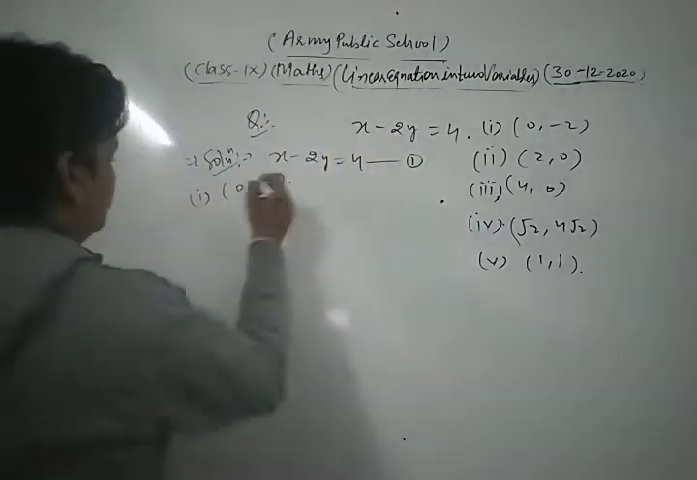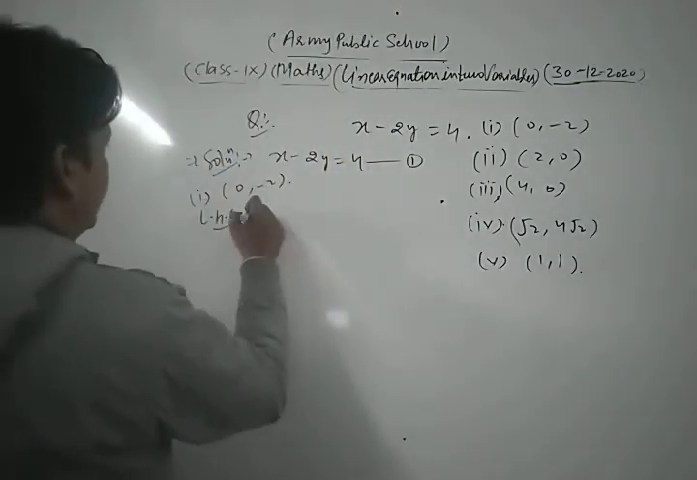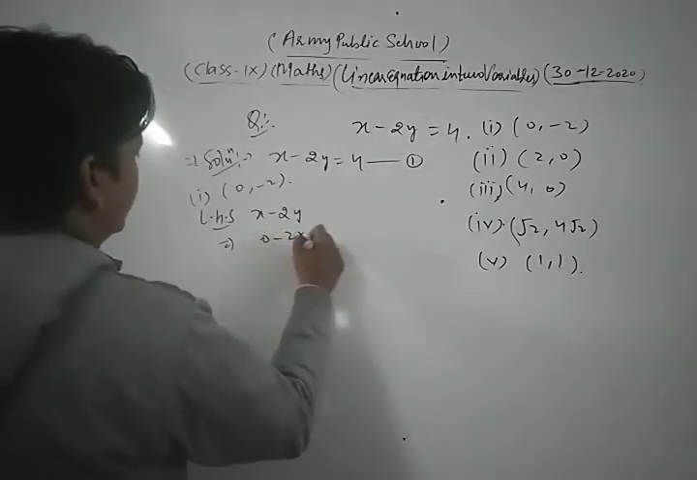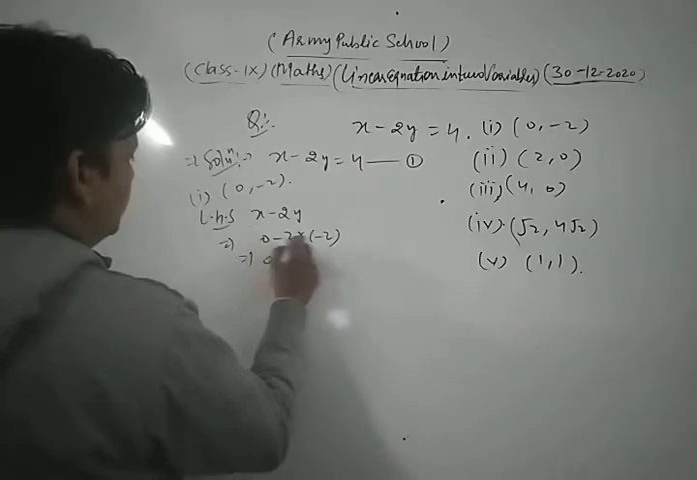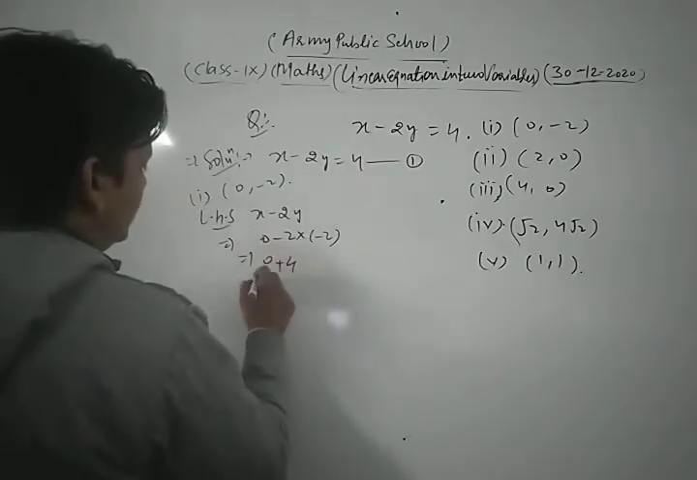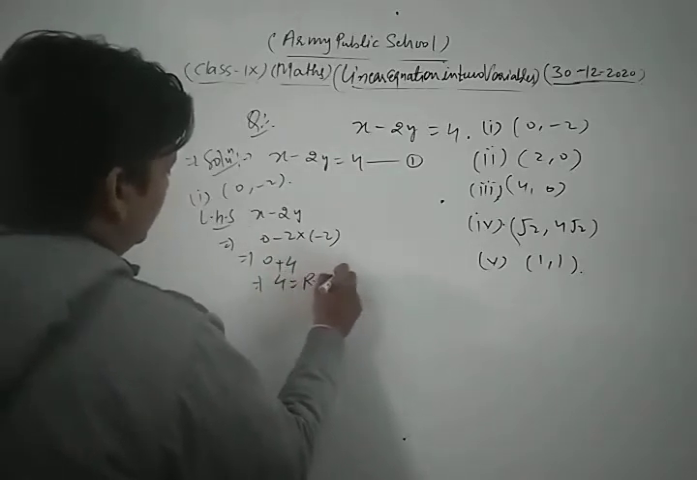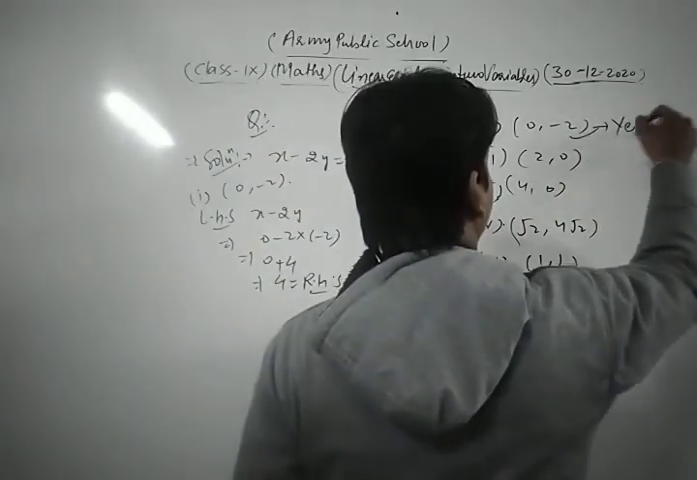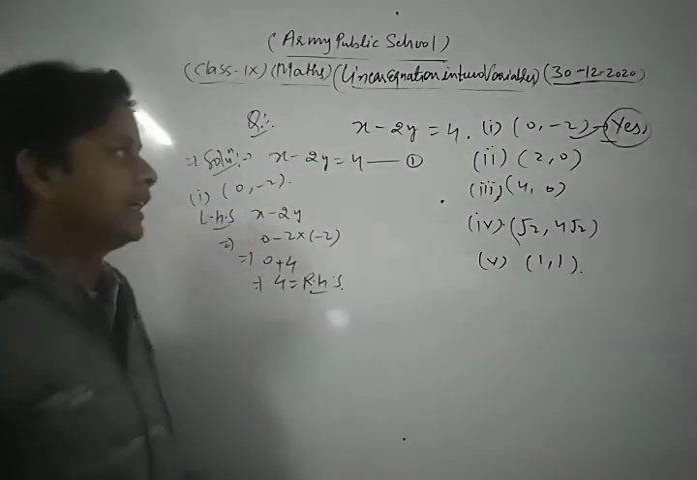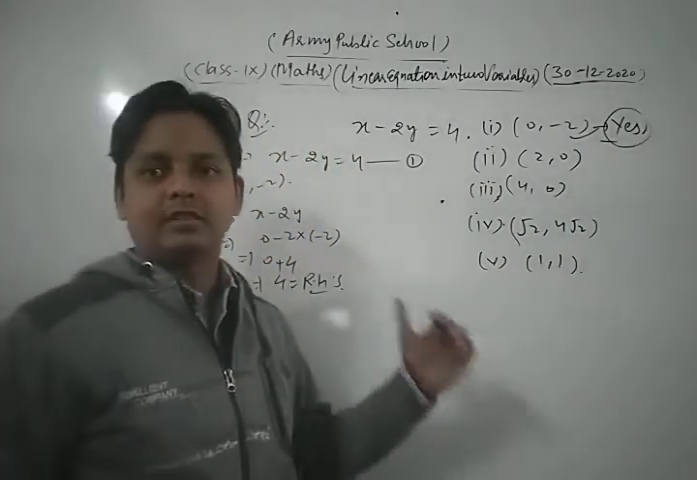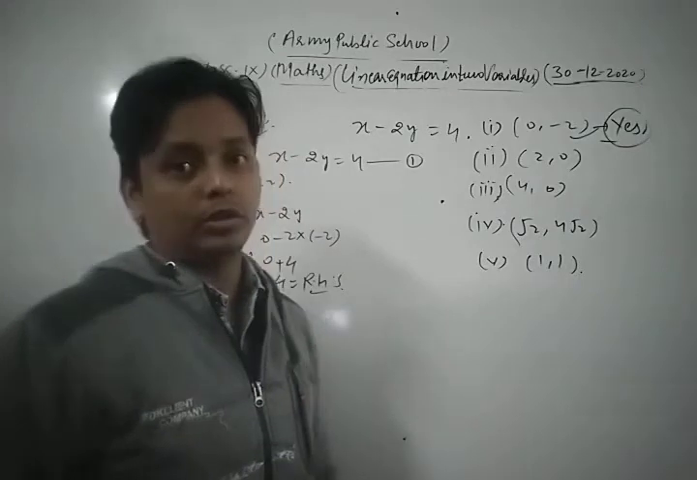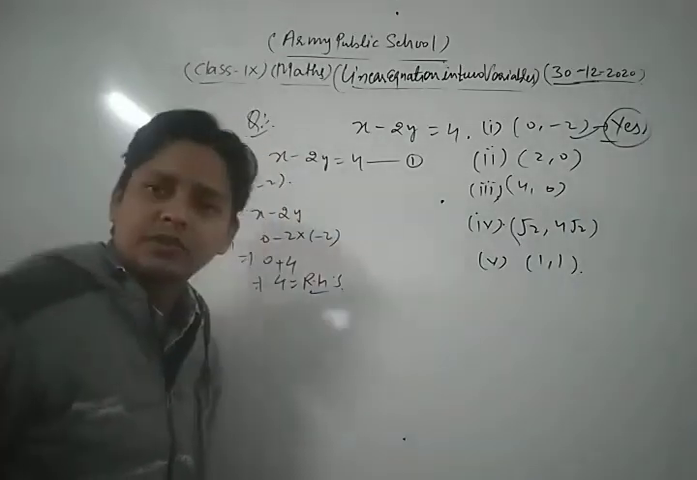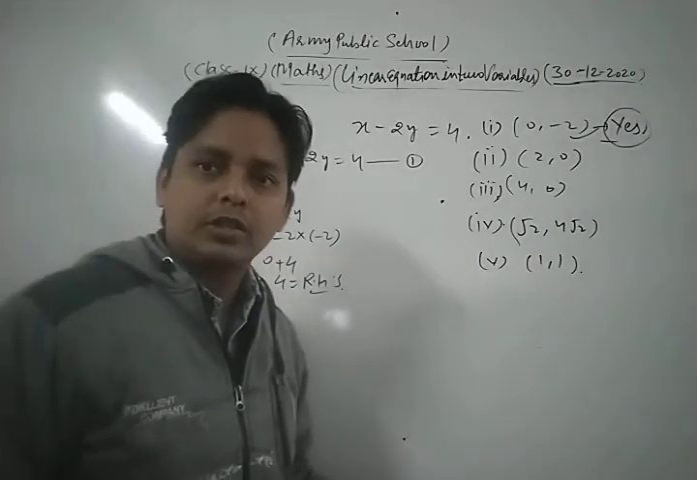Let's see. We take the LHS, which is x minus 2y. Now we put x is equal to 0 and y is equal to minus 2. So we get 0 minus 2 times minus 2, which is 0 plus 4. This is 4, which is equal to the RHS. Thus, yes. In this way we can say that 0 comma minus 2 is a solution of the given equation, because the pair of values 0 and minus 2 satisfies equation 1.